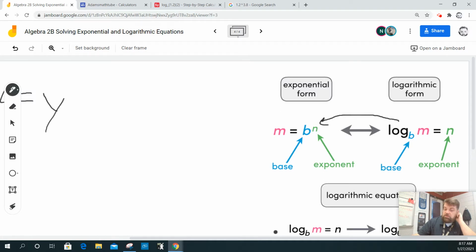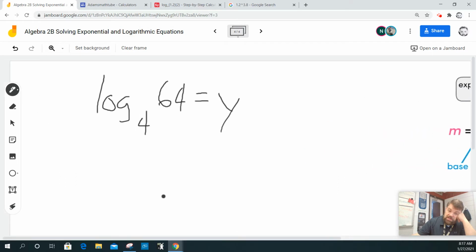to the exponential. So the base is 4. 4 is raised to the y because that's what the exponential is. And then we have to figure out, in other words, what power do we raise 4 to get 64? Well, that's pretty easy to do.